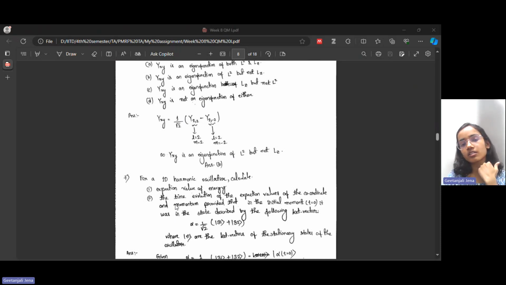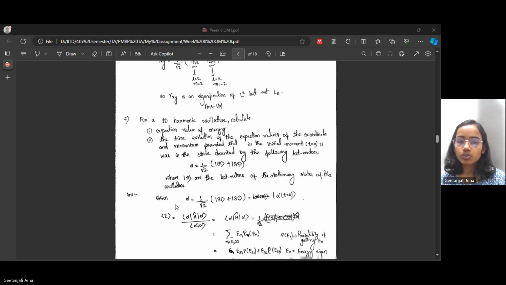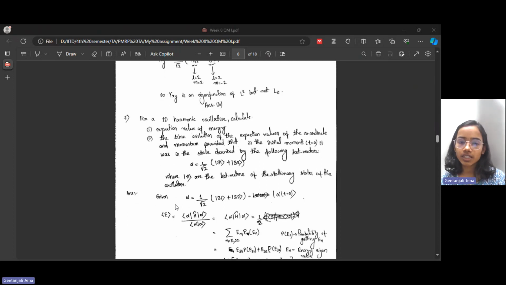Now in the first part, it is asking about the expectation value of energy. The expectation value of energy is easy. You need to use the postulates of quantum mechanics. So for the energy expectation, what you need to calculate is the expectation of alpha H alpha divided by the norm of alpha. Alpha is normalized, so the expectation value of E is nothing but alpha H alpha.